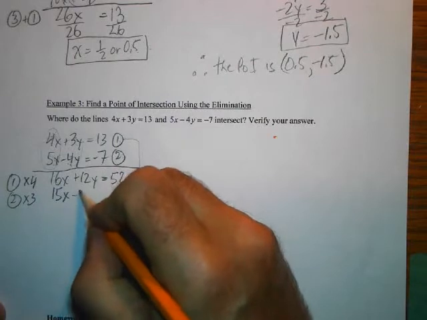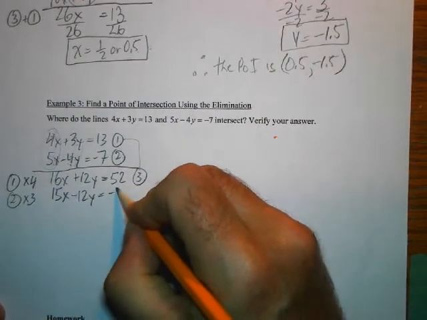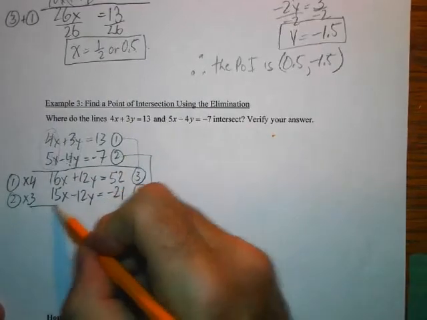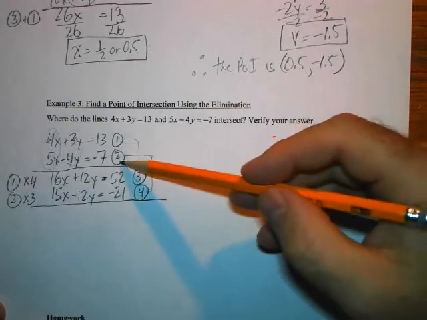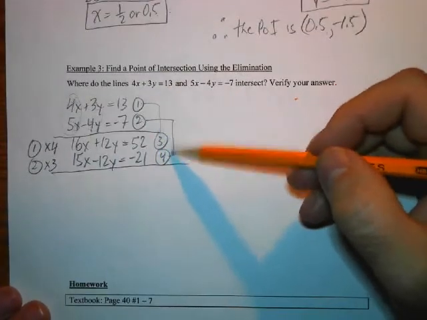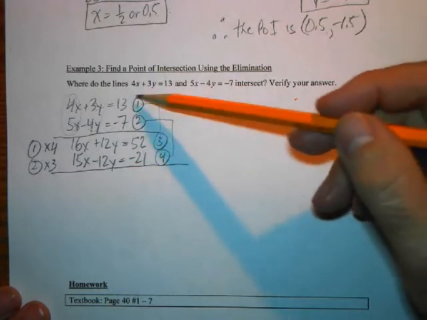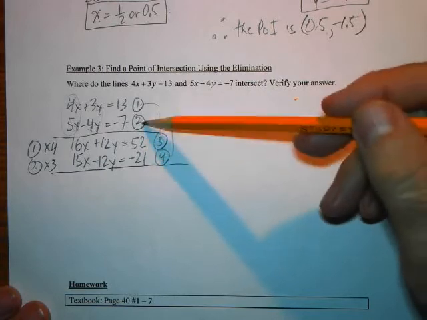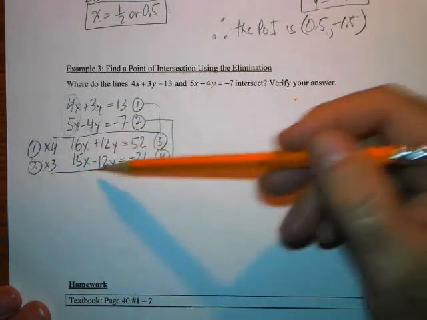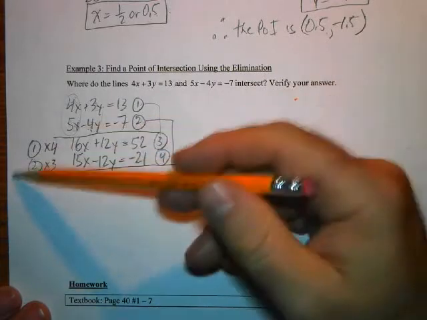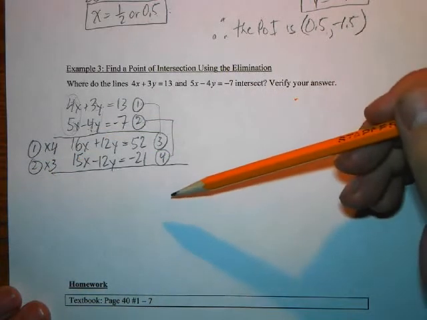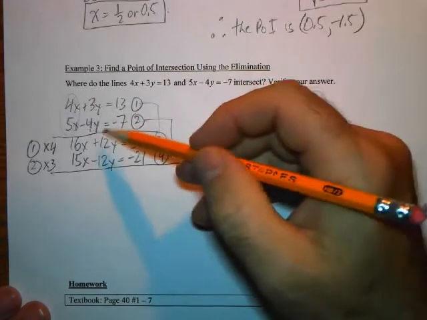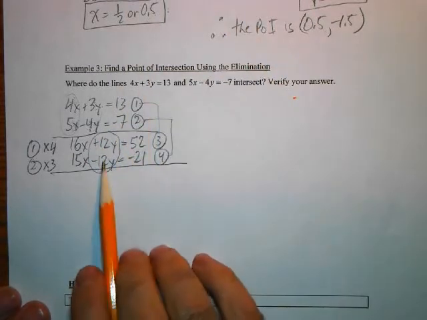15x minus 12y equals negative 21. That's equation 4, and it came from equation 2. All right, so we basically converted both of the original equations into a new version. But like I said at the beginning, if I was to graph equation 1 and 3, it'd be the same line. If I was to graph equation 2 and 4, it'd be the same line. So multiplying the whole equation by a number doesn't change what the solution is or what it looks like. Okay, so now we've set this up so that we can eliminate the y.